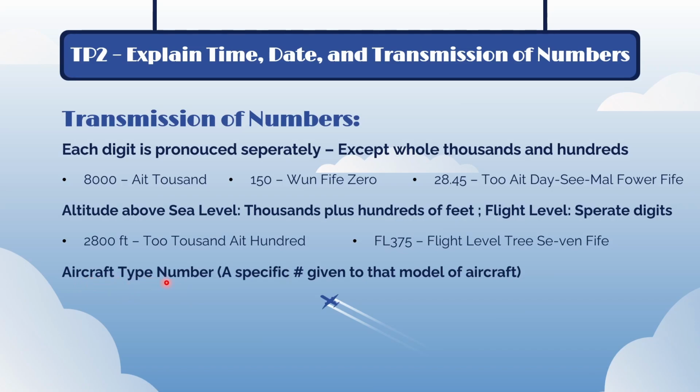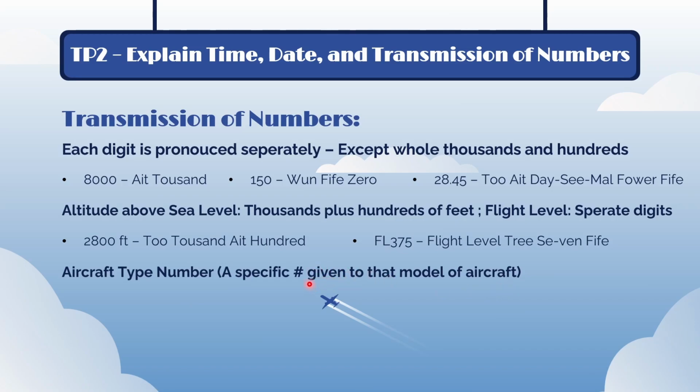Next up is aircraft type numbers, a specific number given to that model of aircraft. So NATO just kind of like NATO? No, sorry, ICAO. I don't know why I said NATO. I must have been reading the news too much. ICAO.